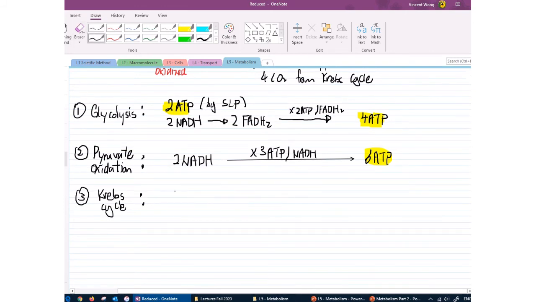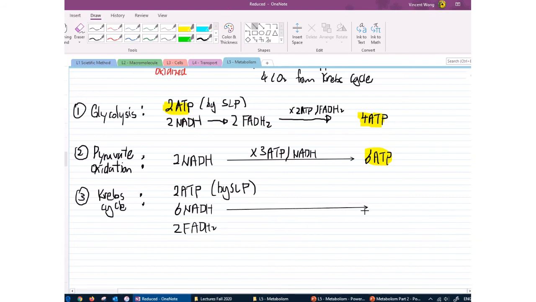Okay, Krebs cycle. We would have 2 ATP. Right, these are going to be created directly through substrate level phosphorylation. And for each glucose, we will have 6 NADH and 2 FADH2. And again, this is going to be happening in the matrix, so they will have no problem taking it to the ETC directly. So for the 6 NADH, we will times 3 ATP per NADH. That will create 18 ATP, right?